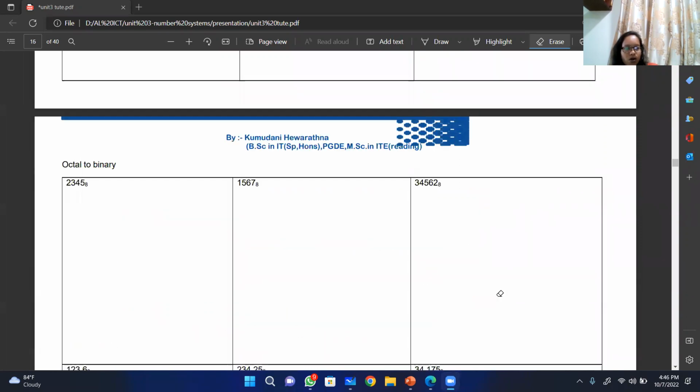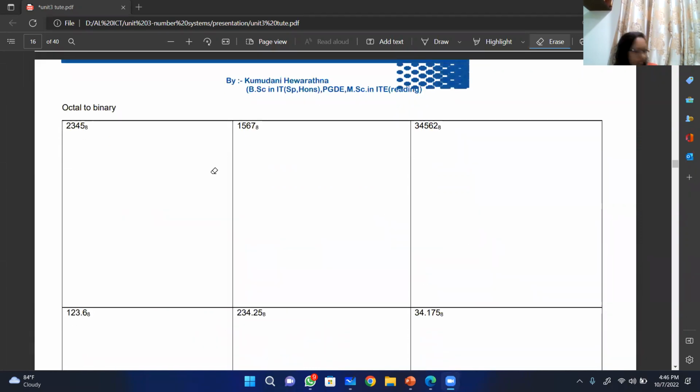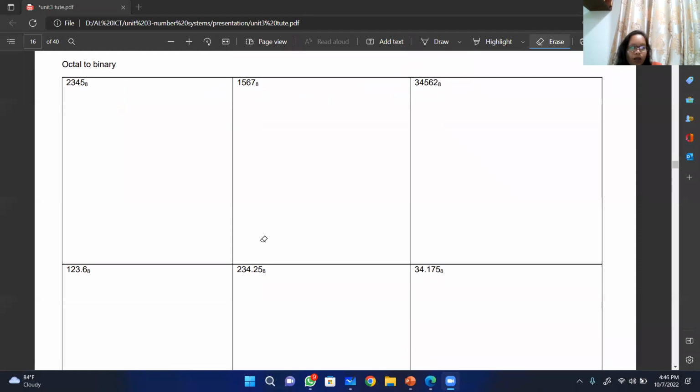Next one. Octal to binary. Did we do this one? Octal to binary, did we discuss all here? Are there any missing parts here to discuss? Octal to binary.